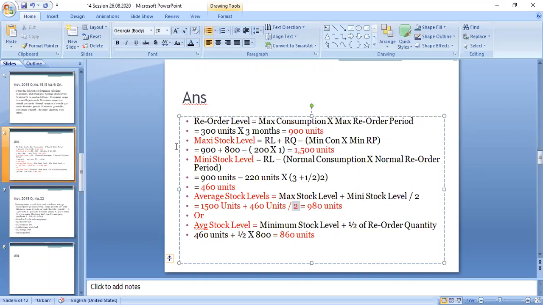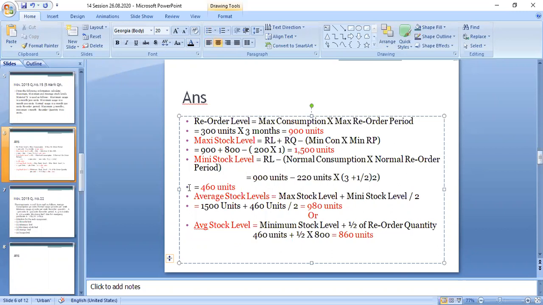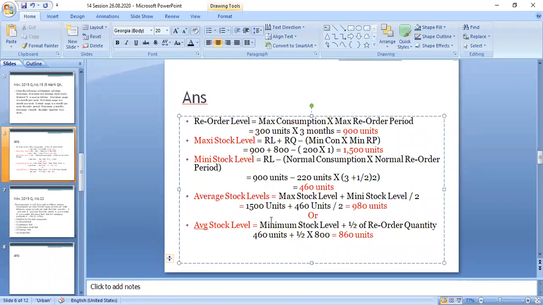Now we can use another formula for average stock level. There are two formulas. The minimum stock level answer, 460, plus 1 by 2 of the reorder quantity. The reorder quantity given in the question is 800. So you will get the answer for this. You can take a screenshot. If you understand this, you can expect these questions in the 5 mark and also in 10 mark questions. Okay, you can take a screenshot.